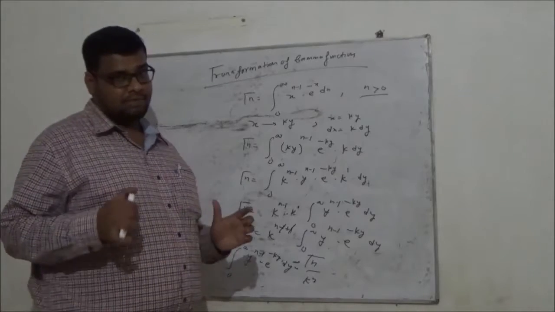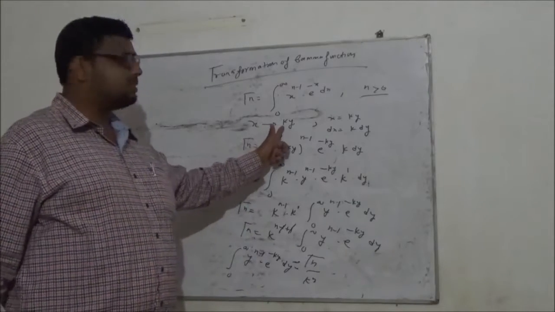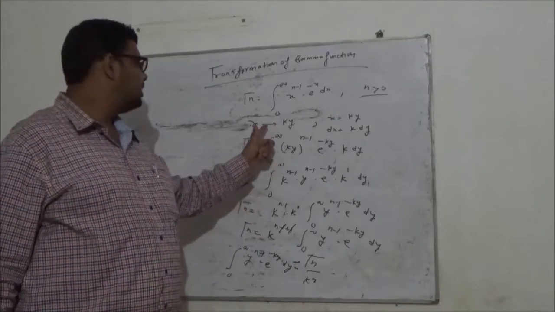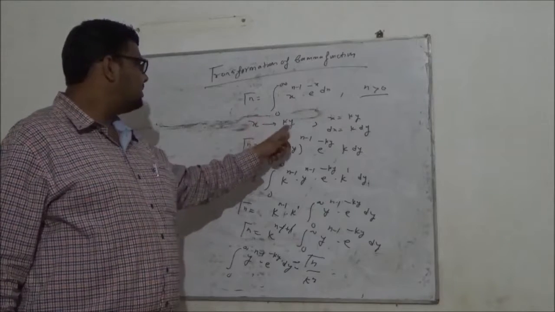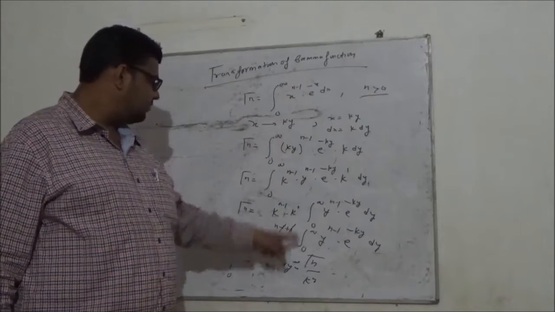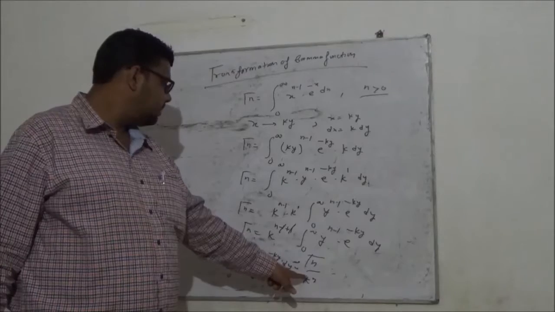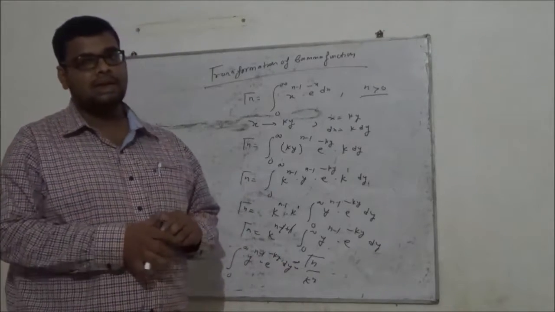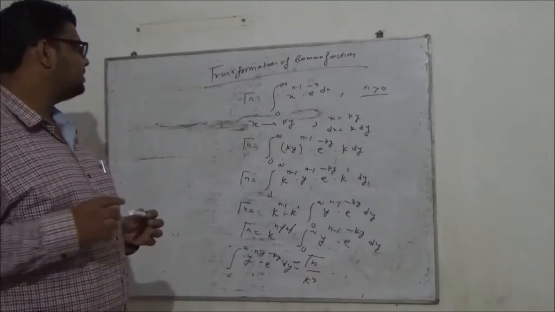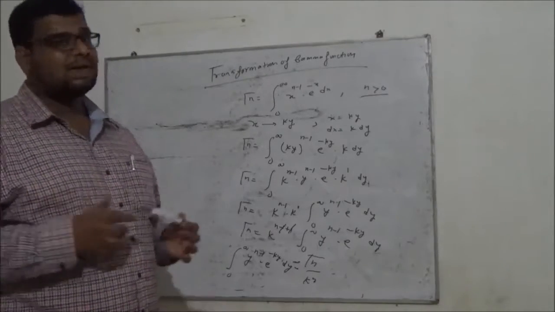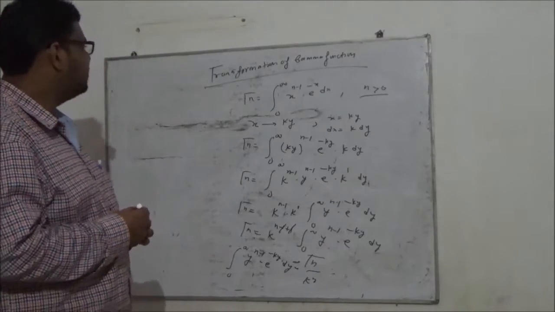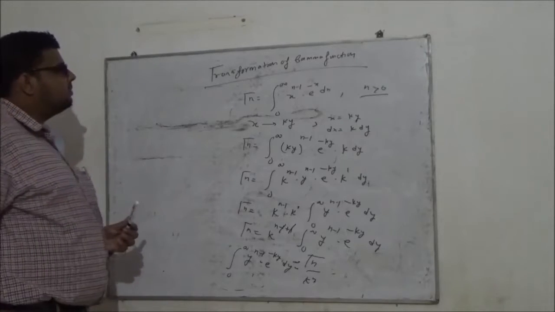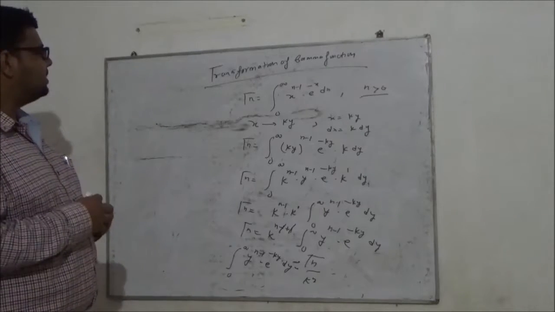Let's suppose we are given a problem and k is some constant, let's suppose 3. If we replace x by 3y, then we just use the formula gamma n upon k power n. So this is a very important transformation, and I think it is very simple. There is not a lot of understanding required here, just a transformation from x replaced by ky.